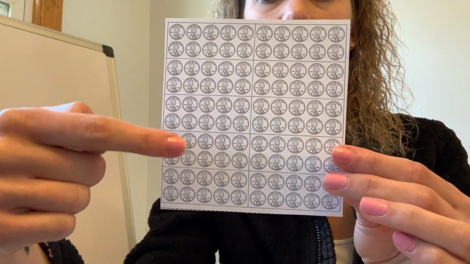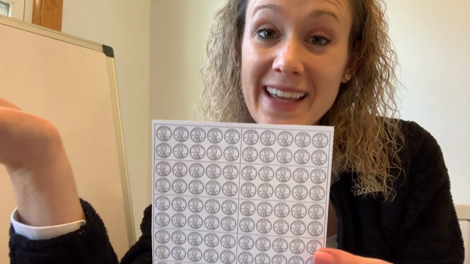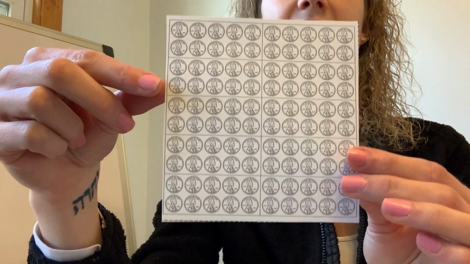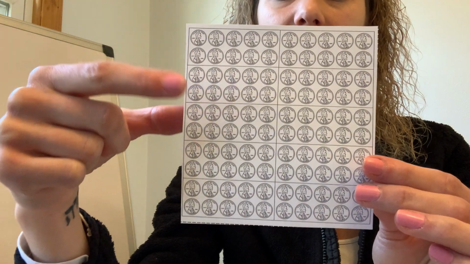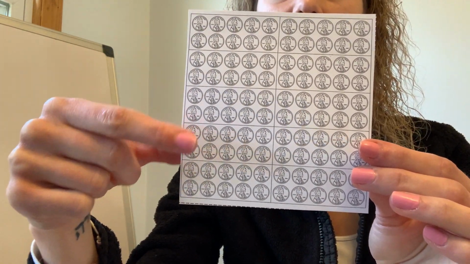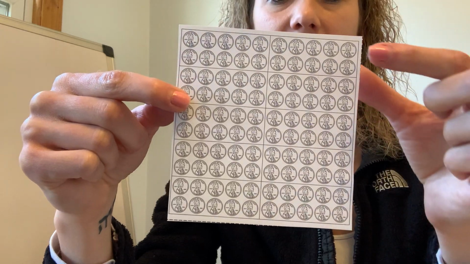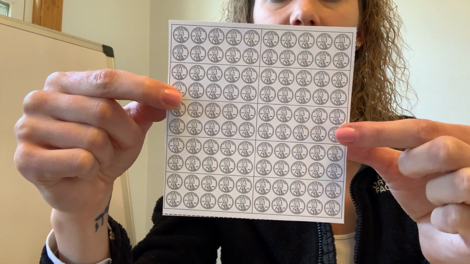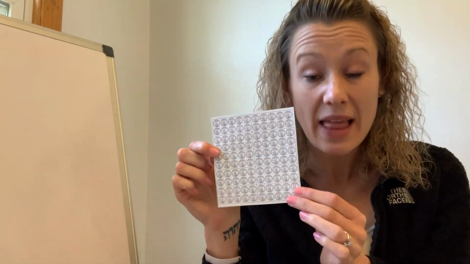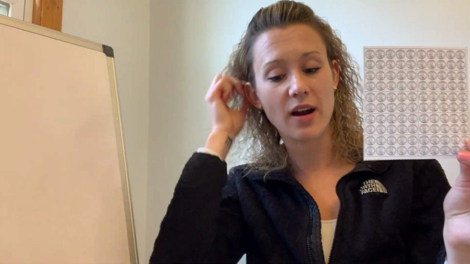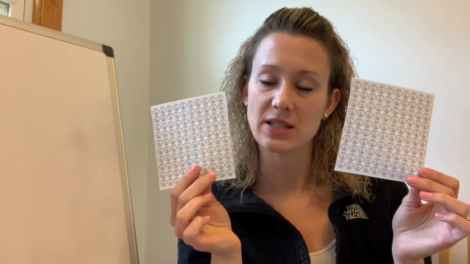So if we want to know how many are on this paper, we just count by tens. All the boxes have tens. We just count by 10. So count with me. Ready? Go. 10, 20, 30, 40, 50. Now we go over to this side. 60, 70, 80, 90, 100. So there are 100 pennies on this piece of paper, on this little square. And there are also 100 pennies on this piece of paper. So 100 plus 100 makes 200.